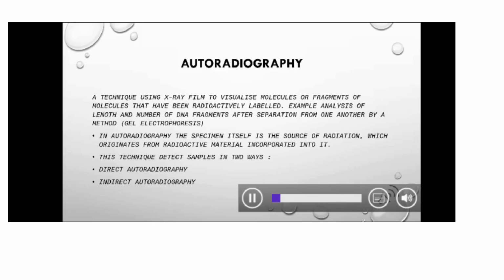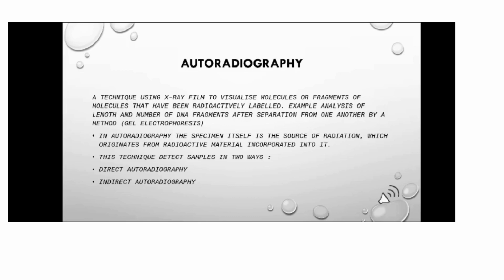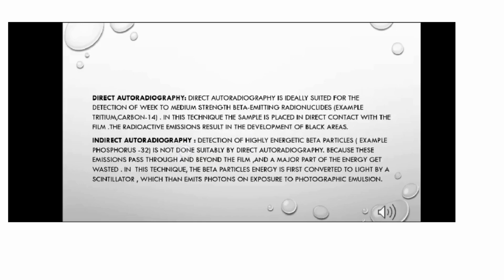Autoradiography is a technique using X-ray film to visualize molecules or fragments of a molecule that have been radioactively labeled. For example, analysis of the length and number of DNA fragments after separation from one another by a method called gel electrophoresis. In autoradiography, the specimen itself is the source of radiation, which originates from radioactive material incorporated into it. This technique detects samples in two ways: direct autoradiography and indirect autoradiography.